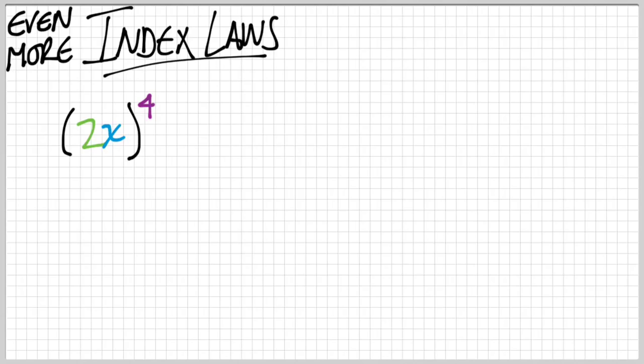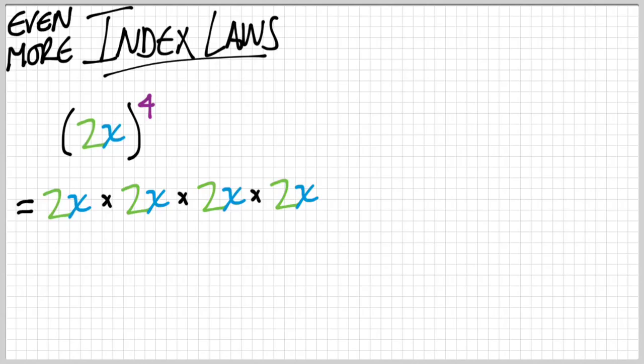We have 2x, not 2 to the x, 2x in brackets raised to the 4th. Well, what's going on here? When we raise something to the 4th, we multiply it by itself 4 times. So this would be 2x times 2x times 2x times 2x, 4 times. 1, 2, 3, 4.